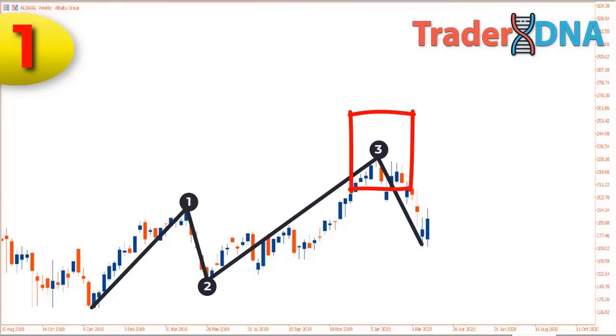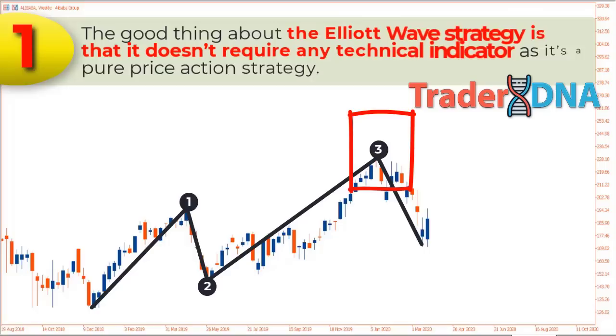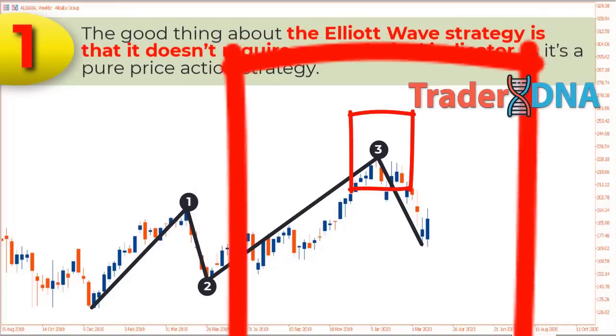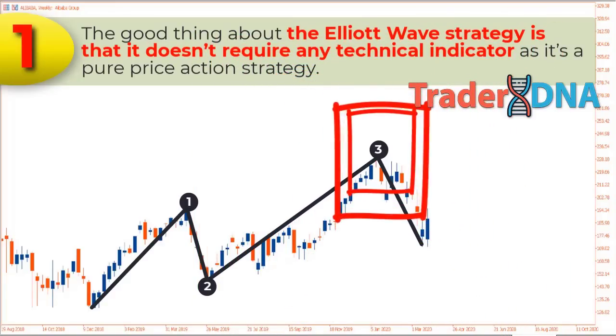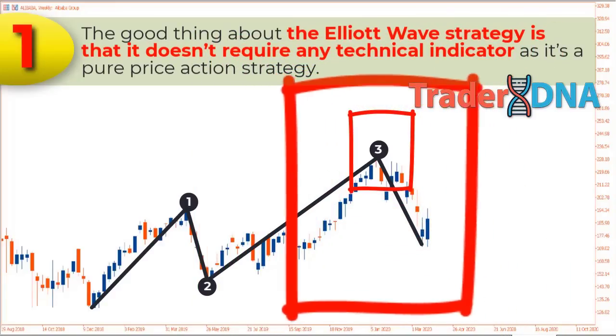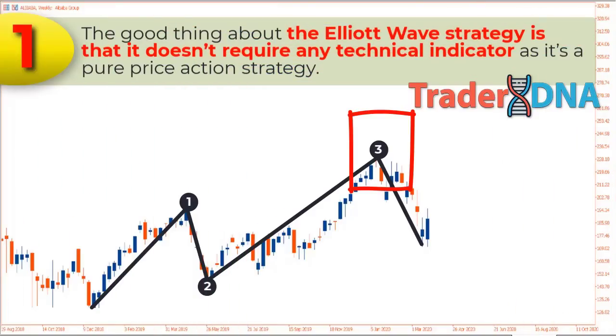The good thing about the Elliott Wave strategy is that it doesn't require any technical indicator, as it's a pure price action strategy. Trading in the direction of the trend, the goal is to capture the last wave 5. To do this, traders must observe the first 3 waves of a 5-wave pattern and verify that they comply with Elliott Wave rules. For instance, in a bearish Elliott Wave count, the wave count must adhere to the rules for the Elliott Wave strategy, allowing for a sell setup. Once this is established, the next step is to search for the Elliott Wave entry points.